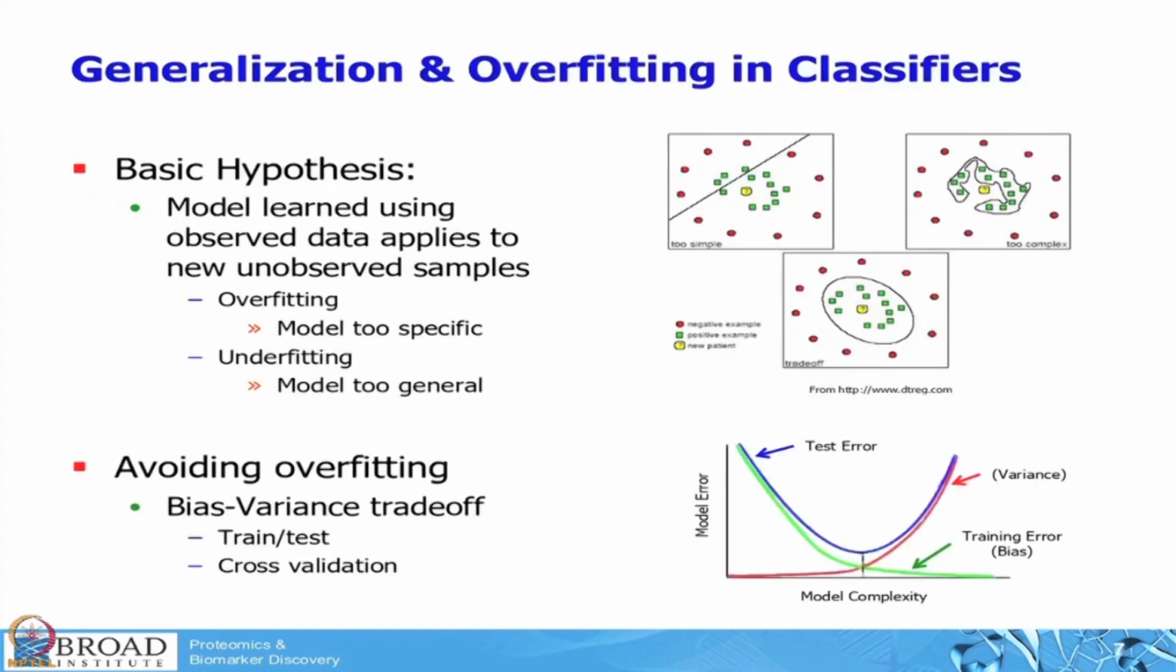I mentioned that models could be too specific or not specific enough. The concept is called generalization. The basic hypothesis is that you learn a model using data, and then your model is at the right level so that it's not too specific and not too general. And how you get there is basically by trying to avoid overfitting and picking a model that has enough parameters to fit the data you have.